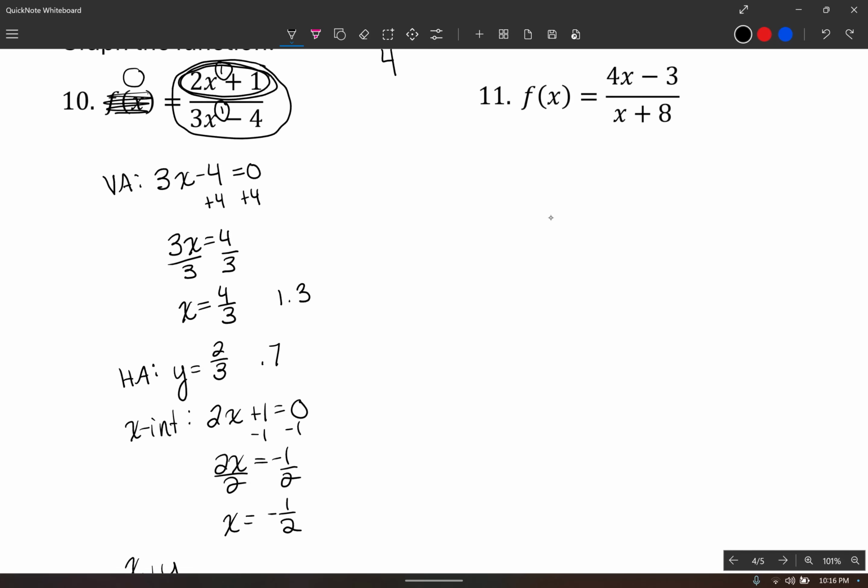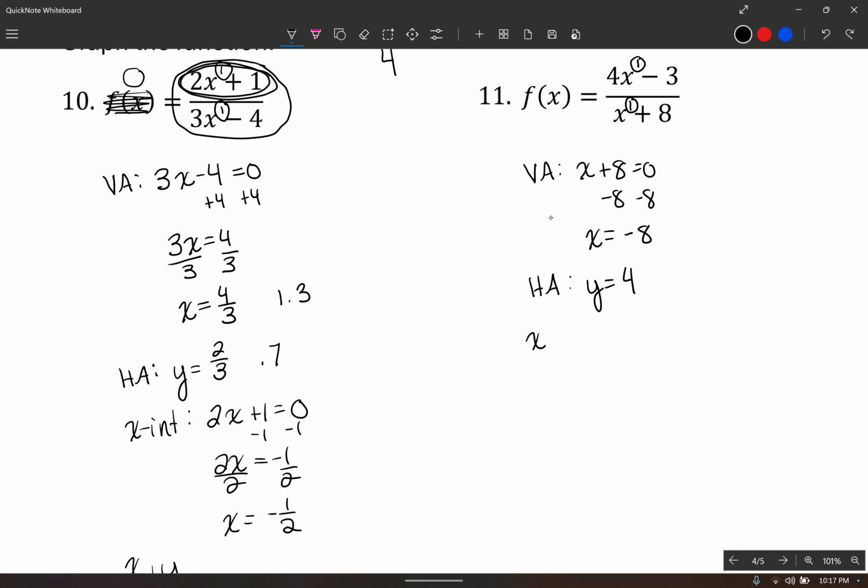So number 11, again, we're going to start by factoring if we can. We can't factor either of those. So I'm going to start with my vertical asymptote. All right, my vertical asymptote comes from the bottom, so I set the x plus 8 equal to 0 and solve. So I have a vertical asymptote at x equals negative 8. And then I have a horizontal asymptote. I'm going to compare those degrees. Degree on top is 1. Degree on bottom is also 1. 4 divided by 1 is 4.